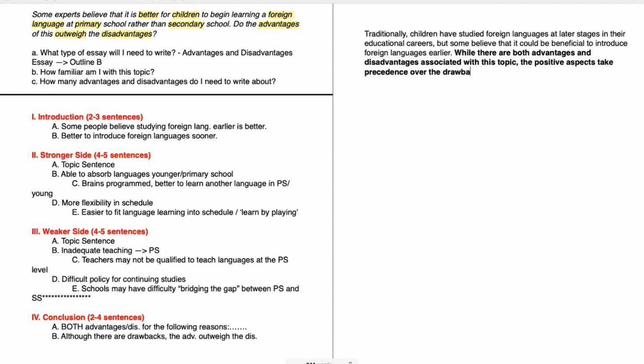over the drawbacks. And this is great because I've used various synonyms. I haven't always relied on advantages and disadvantages. I've talked about what is positive and also drawbacks, which is another great way to say disadvantages. So I'm saying that while they both exist, my 2 points, the positive outweigh the disadvantages. All right, let's start with our stronger side.